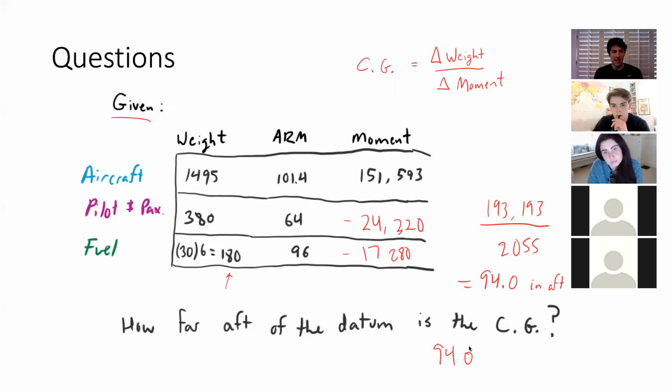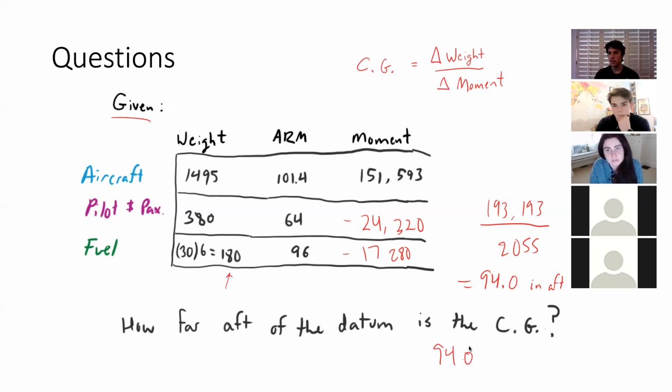So pretty easy. You just write them all out in a list and add up the moments, divided by the weight. You got your center of gravity. See whether that's in the envelope, and if it's far aft, you know that your aircraft is going to be kind of unstable but maneuverable. If it's far forward, it's going to be stable but kind of heavy and inefficient.